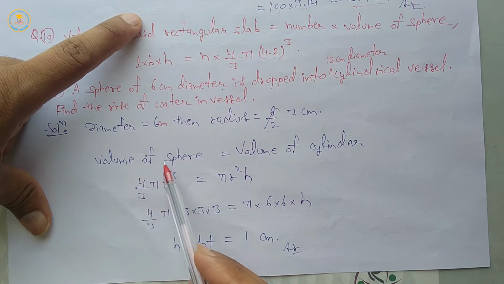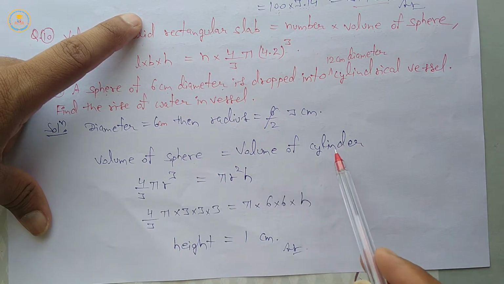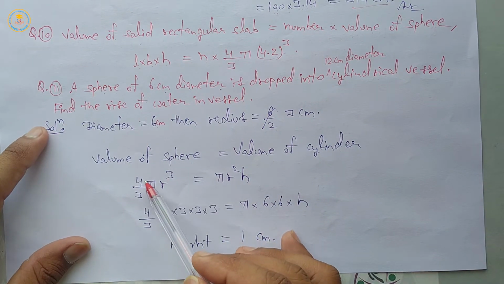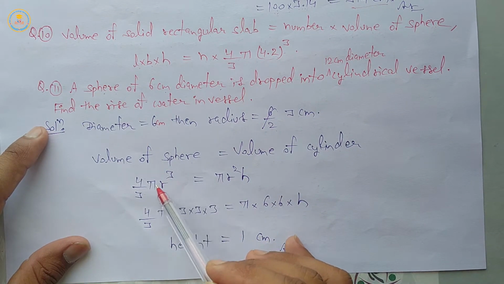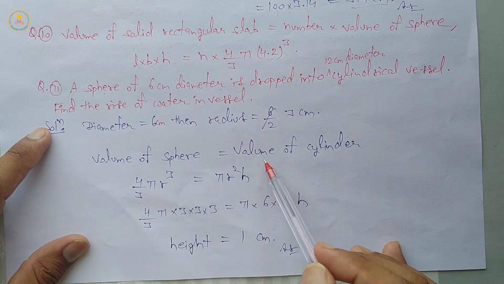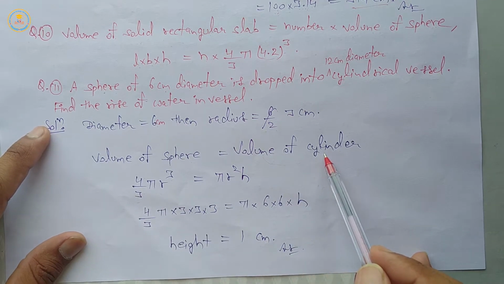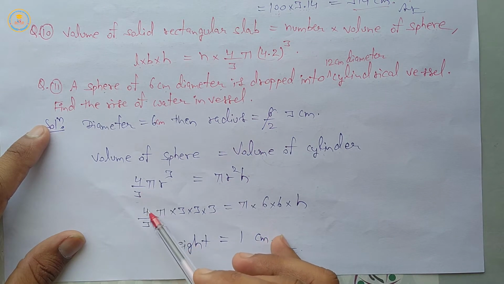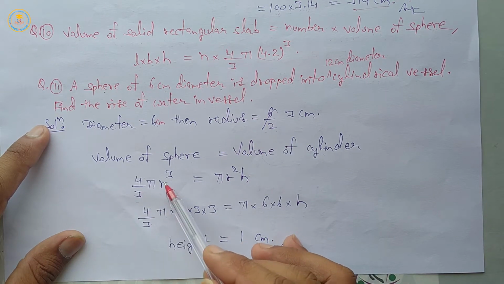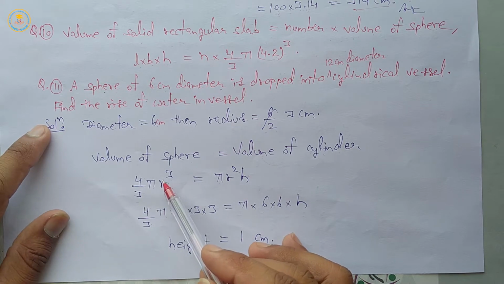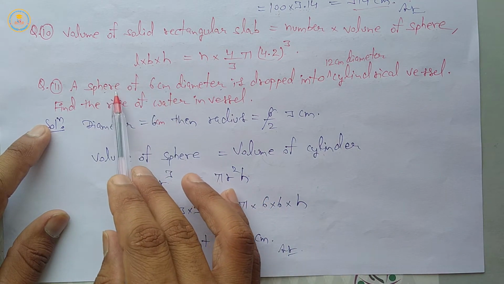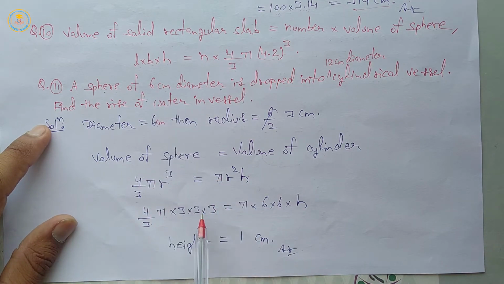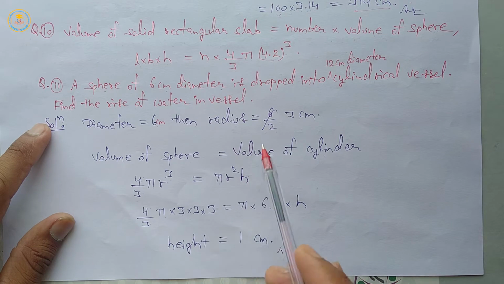Okay, so volume of sphere equals volume of the cylinder. Therefore, volume of sphere is 4 upon 3 pi r cube. Volume of cylinder, according to the identity, we know is pi r square h. 4 upon 3 as it is, pi as it is, multiply r cube. R means radius of sphere. Diameter is 6, so radius of sphere is 3. So 3 multiply 3 multiply 3.